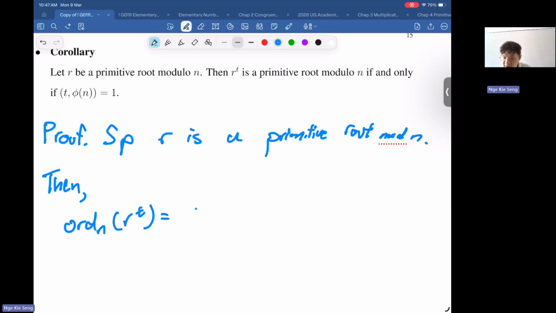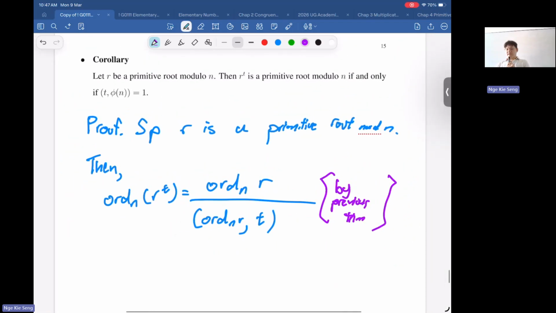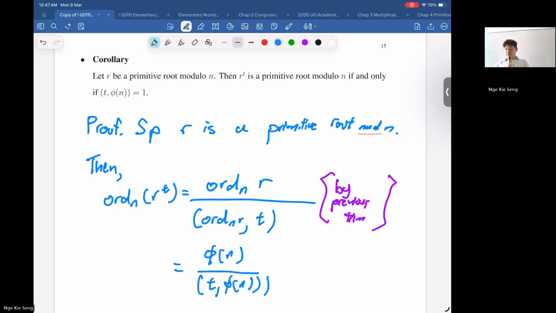By the previous theorem, we know that the order of r^t is just the order of r divided by the GCD between the order of r and the power. This is what we know by the previous theorem, and we use this to do computation. But then the order of r is just phi(n), because it is a primitive root. So this one is by assumption.